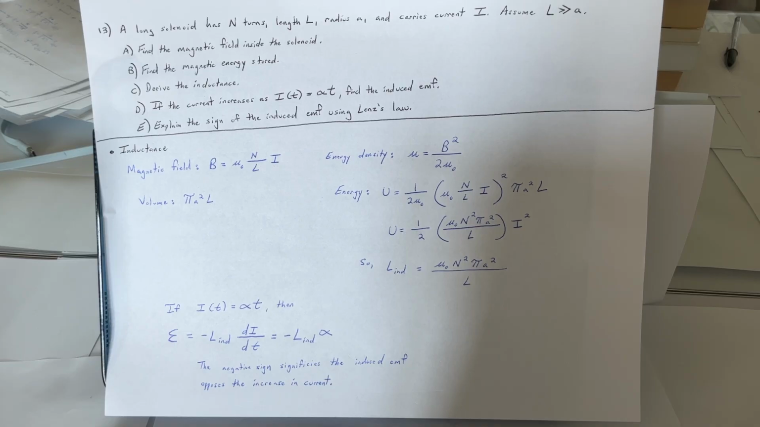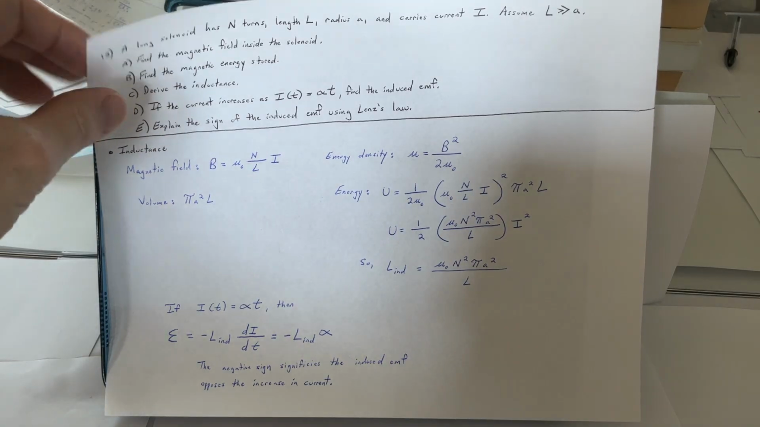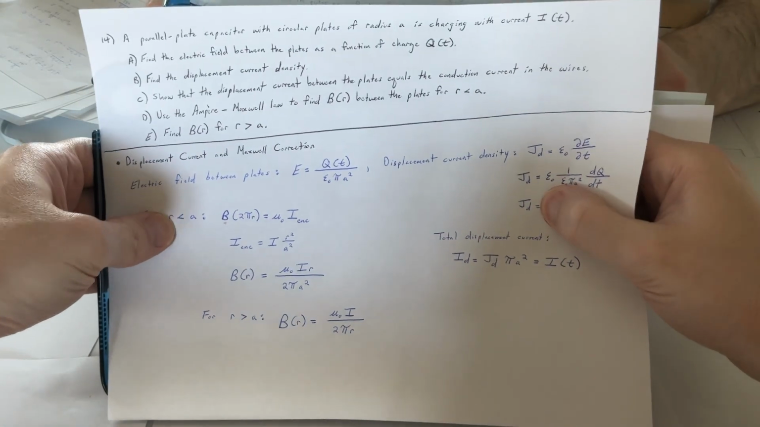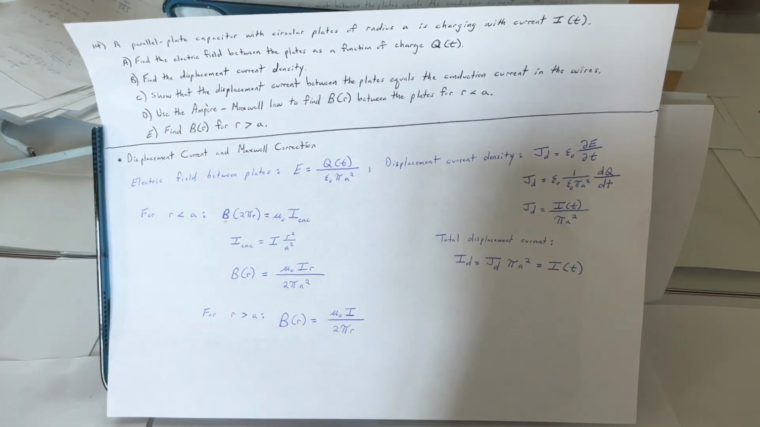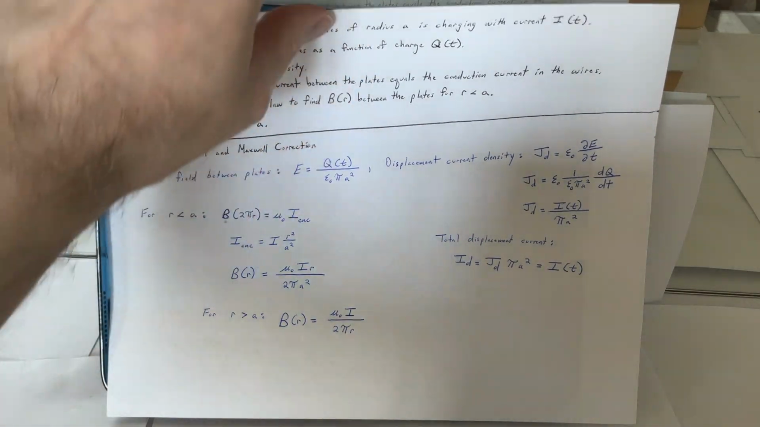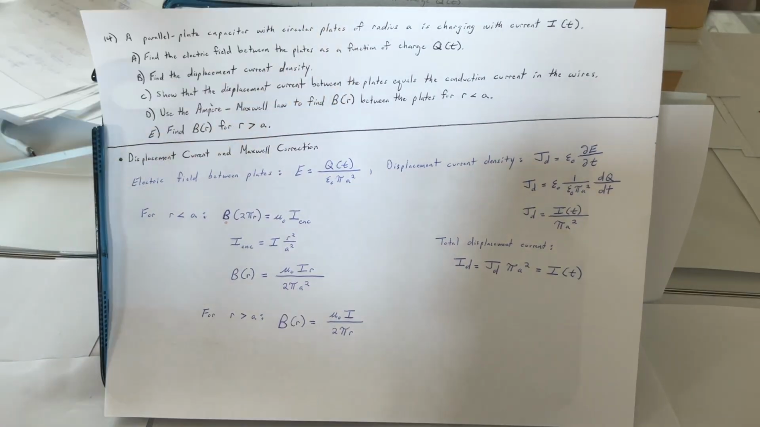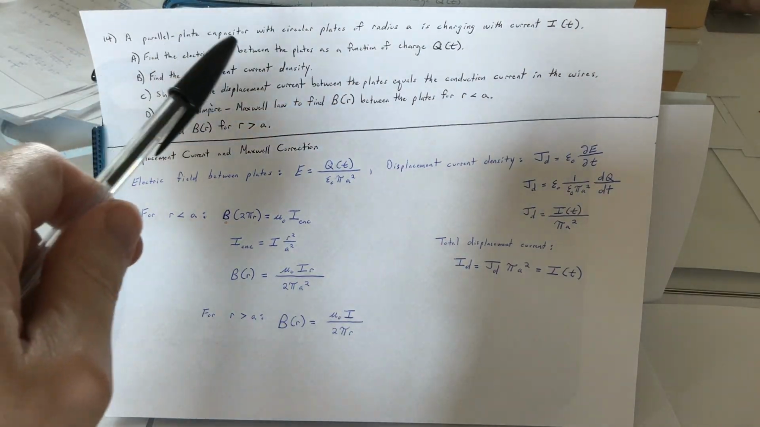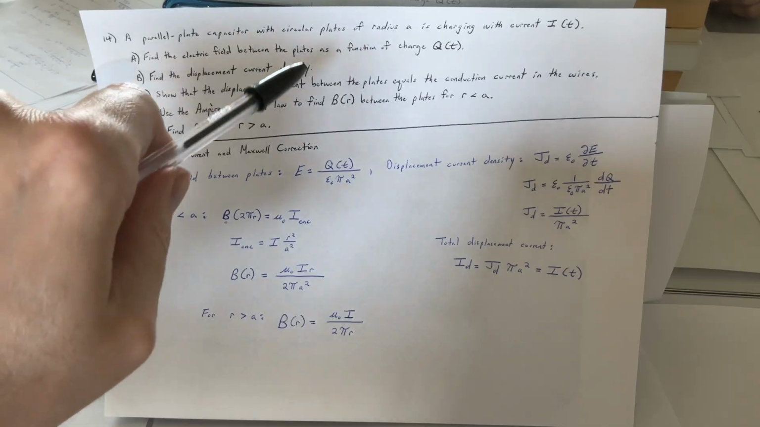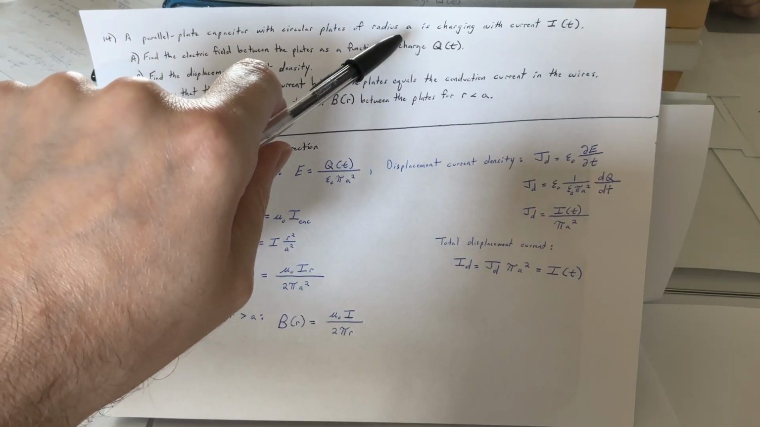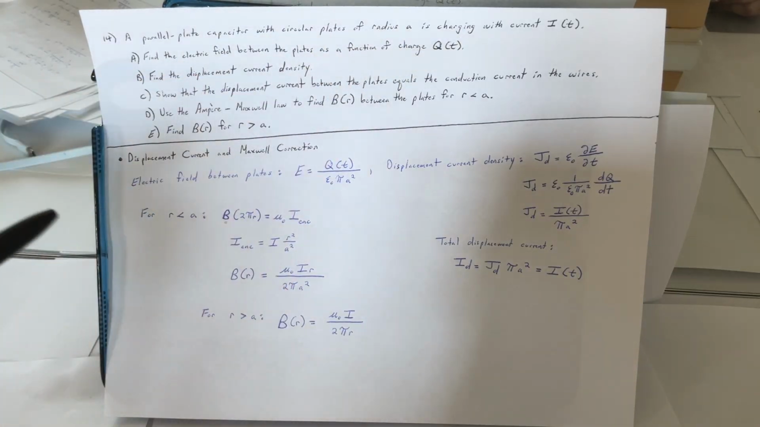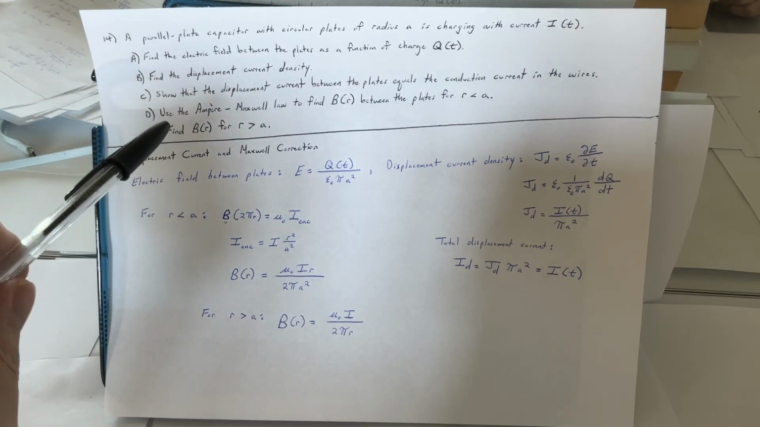Okay, but number 14, this is pretty much standard topics for electricity and magnetism. Number 14: a parallel plate capacitor with circular plates of radius A is charging with current I of t. A, B, C, D, E, respectively.